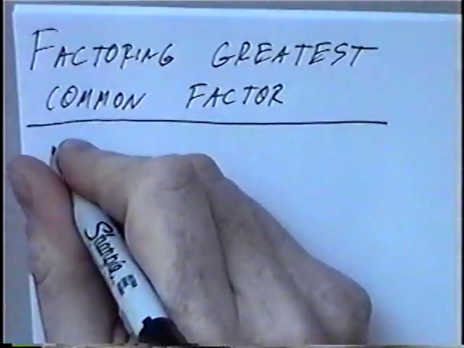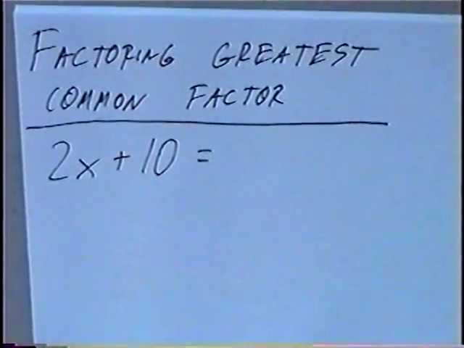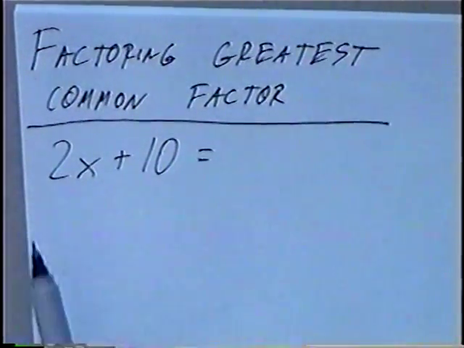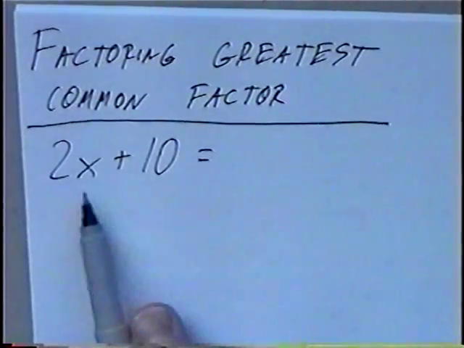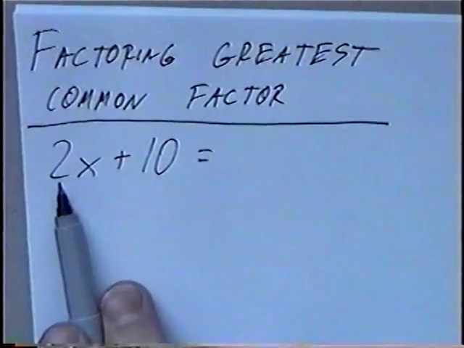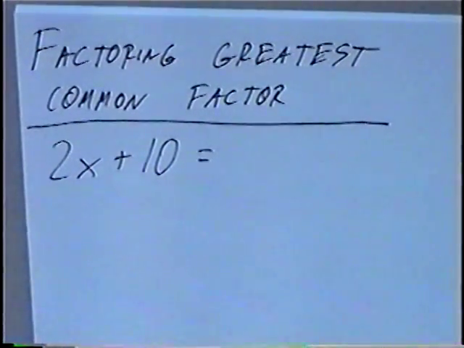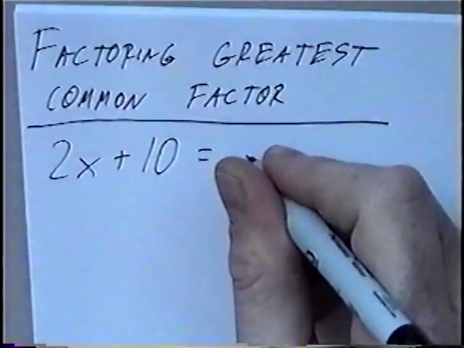First question is 2x plus 10. To factor the greatest common factor, you want to look at each term and divide out the biggest number or biggest factor that divides into both terms. Looking at the two numbers in both terms, we have a 2 and a 10. The biggest number that divides into 2 and also 10 would be 2.